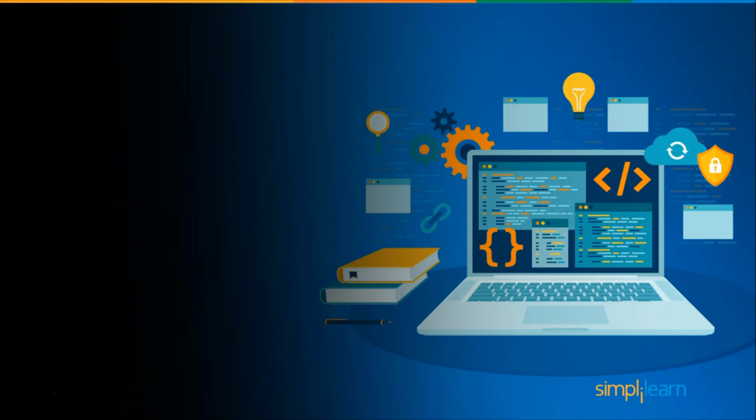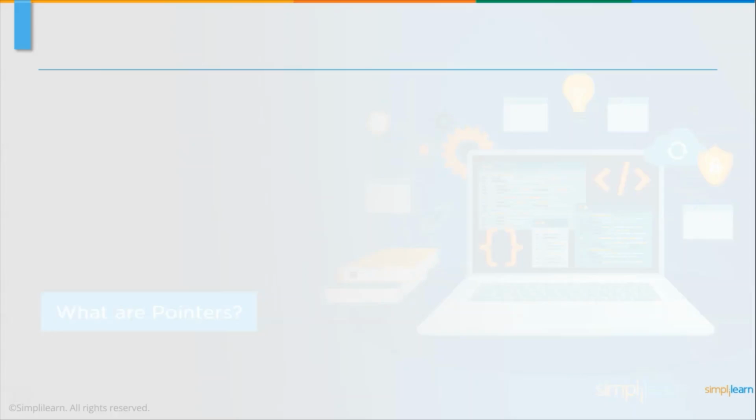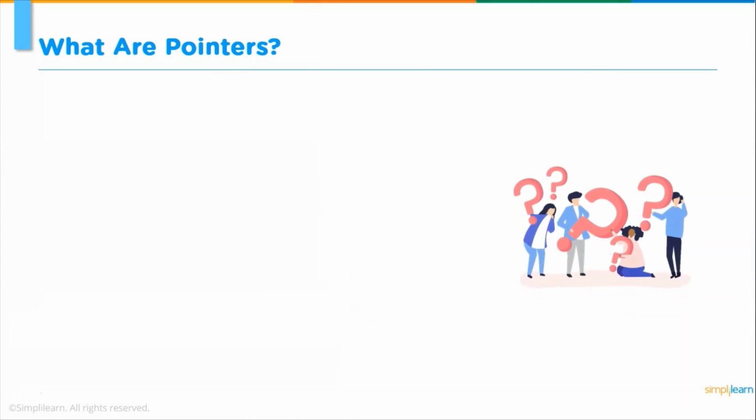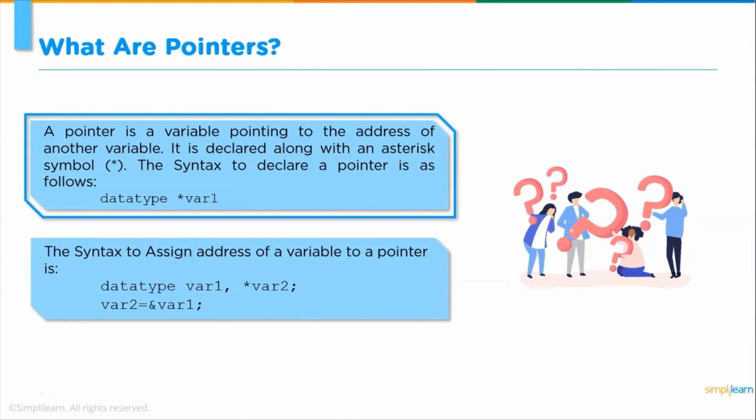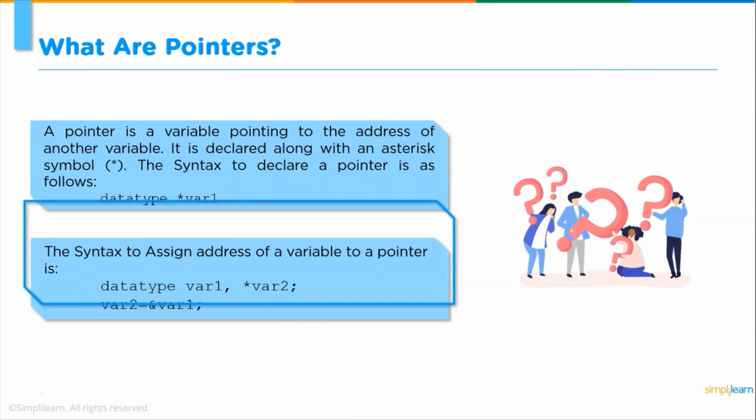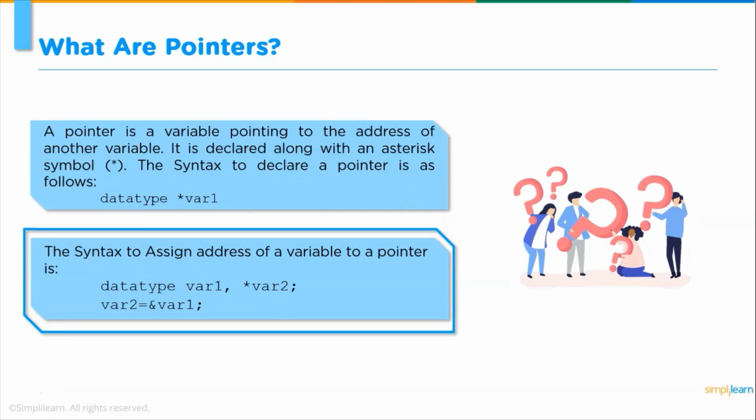So without any further ado, let's get started with what are pointers. A pointer is a variable that points to an address of another variable. It is declared using a star symbol, also called asterisk, and then we allocate the memory of a variable to it. We can access a variable's address using the ampersand symbol in the same manner as the pointer declaration.